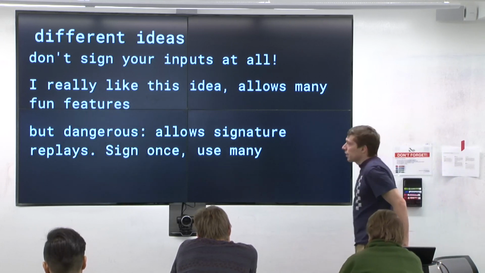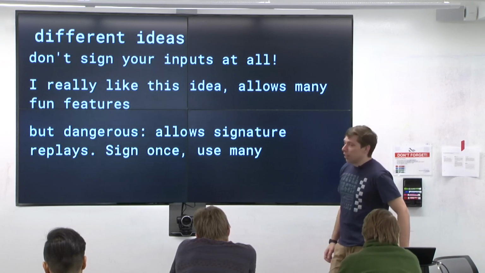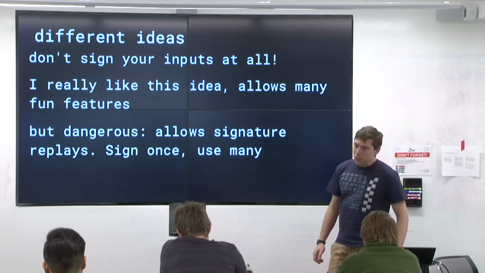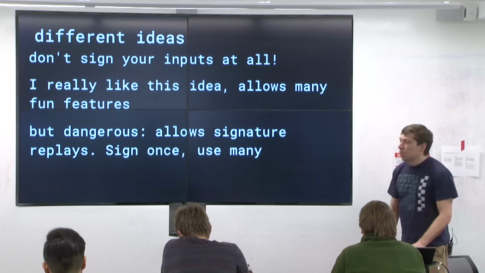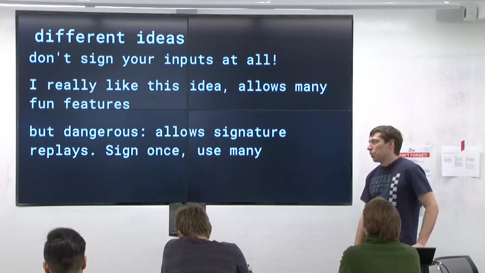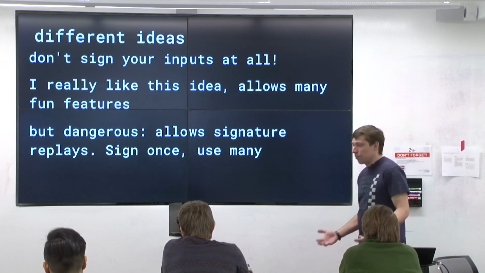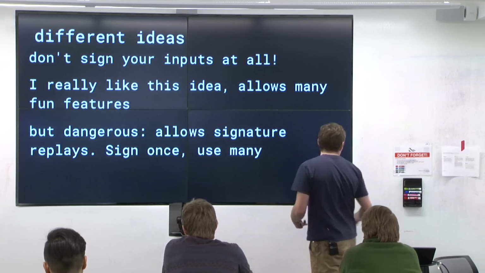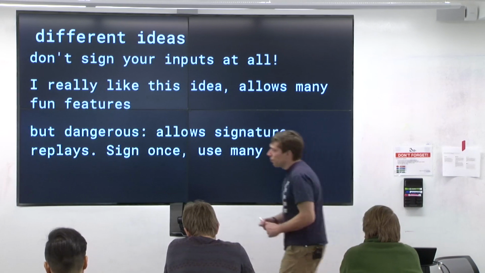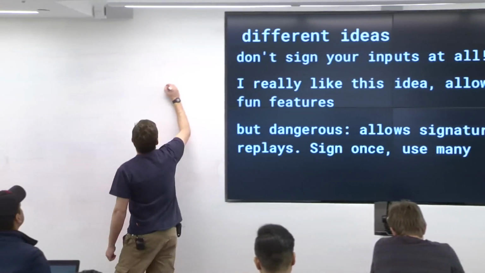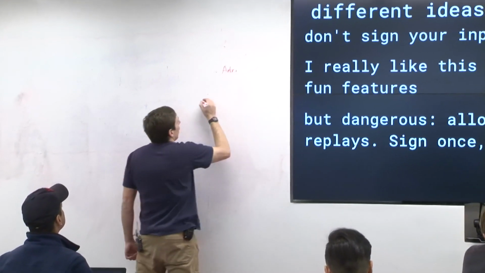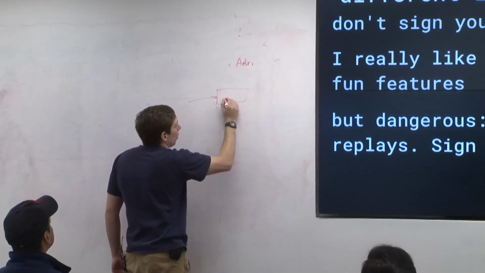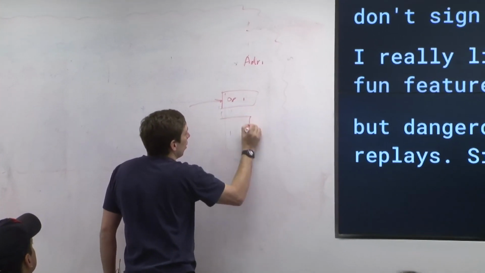I really like this idea still. I think it's really fun. You can do a lot of cool stuff with it. It's also dangerous. It allows signatures to be replayed, which is sort of one of the big points of having UTXOs. Because if you send 2 outputs, so you could send, I have address, address 1. I send two outputs. So I've got output 1, output 2.